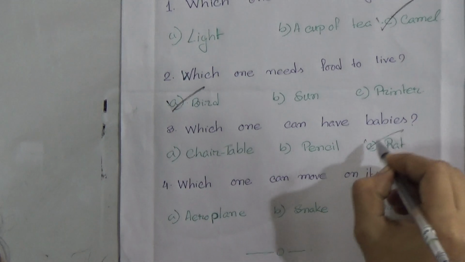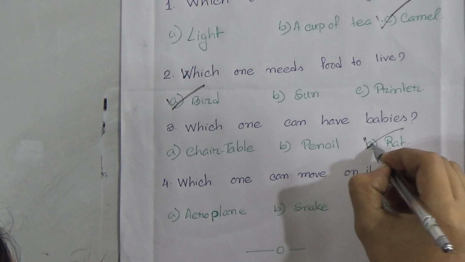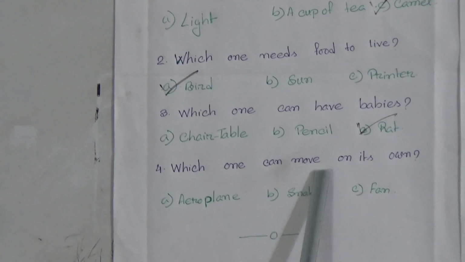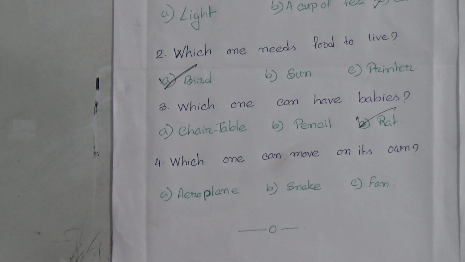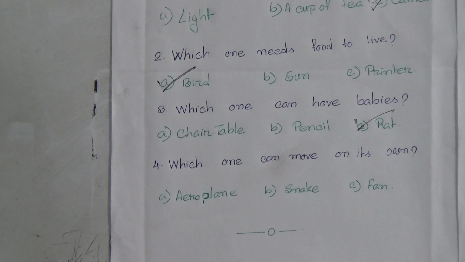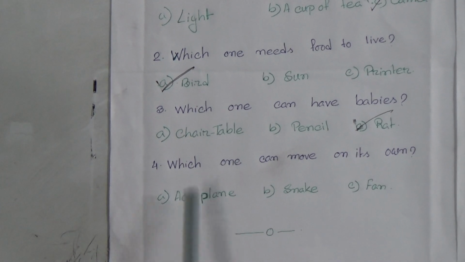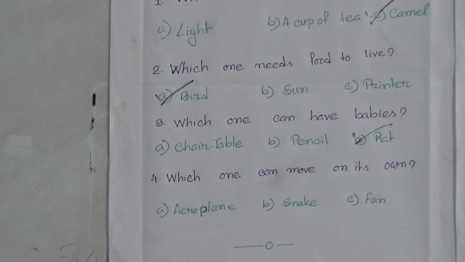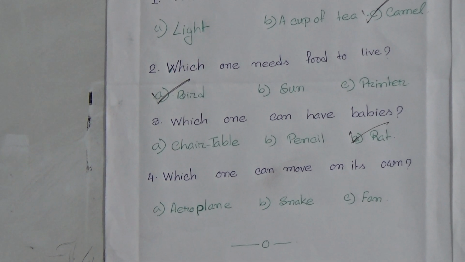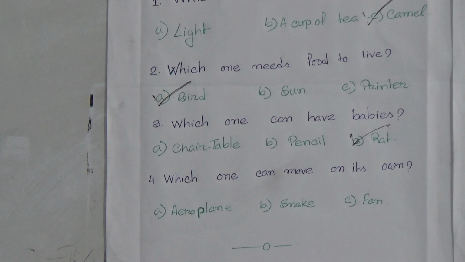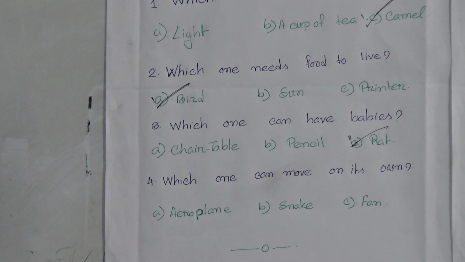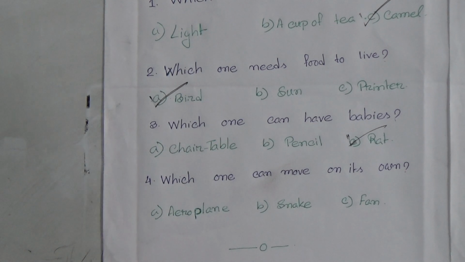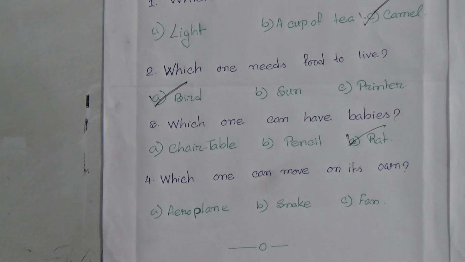Number 4. Which one can move on its own? The options are: aeroplane, snake, and fan. These two things, aeroplane and fan, are non-living things. They can move, but they cannot move by themselves. When we give them a switch or when we drive them, then the aeroplane and fan can move, but a snake can move by itself. So I put the tick mark on snake.